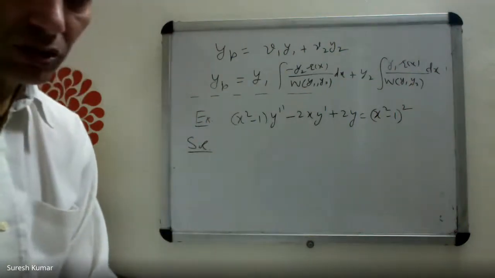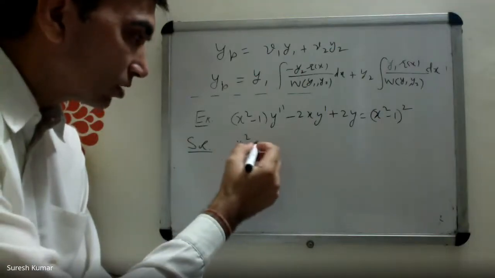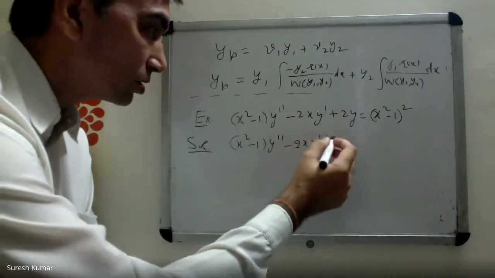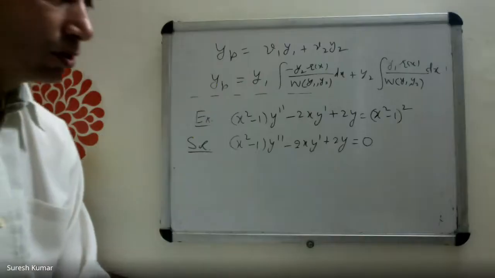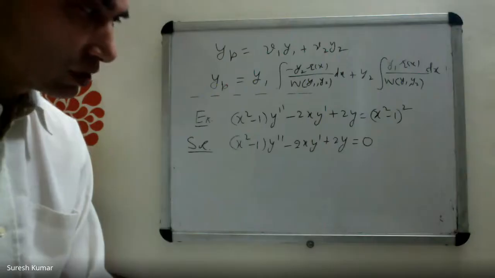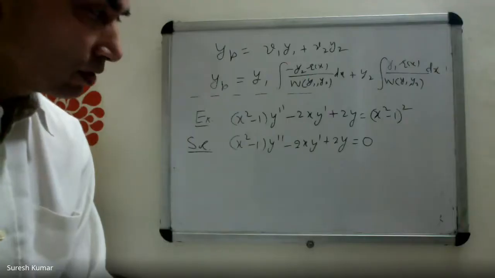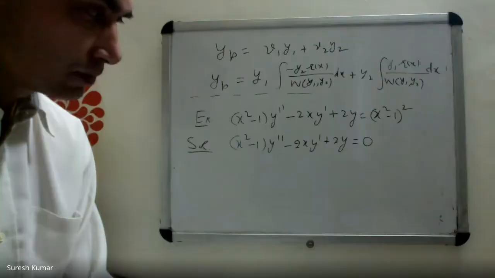The first challenge is to solve the corresponding homogeneous differential equation, (x^2 - 1) y'' - 2x y' + 2y = 0. What do you think, which method is suitable for solving it? The reduction of order. Any other? Transformation.